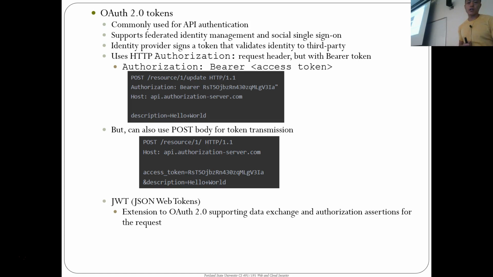Okay, another thing that you might see are JSON web tokens for authentication. This is an extension to OAuth tokens. What JSON web tokens attempt to do is support data exchange. So if you're sending specific authenticated data back and forth between the two endpoints, that's what this token format supports. And then also authorization assertions. Not only do I want to validate an identity, but I want to validate the authorization state of that identity. So a little bit of access control rolled into the identity stuff.